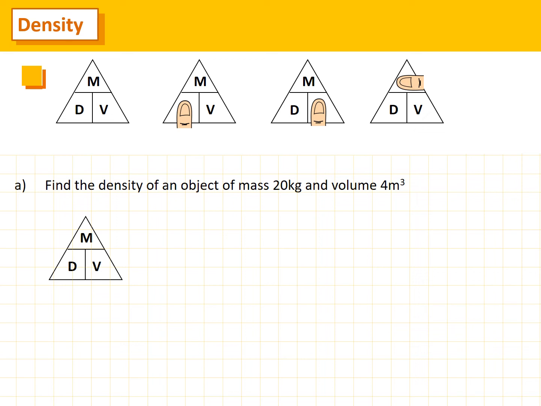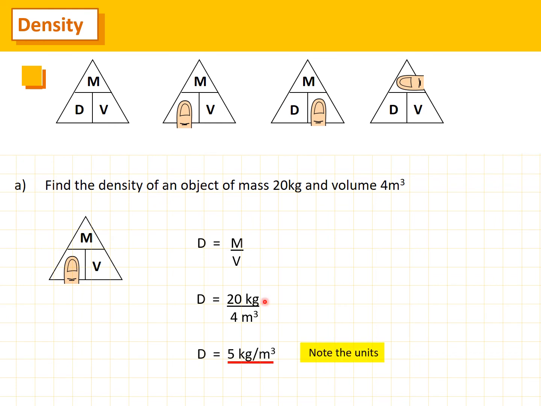Well, in this example, we're trying to find the density. So we put our finger over the D for density, and we are left with M divided by V, mass divided by volume. Therefore, we simply substitute our values in, and we end up with 5, and our units are kilograms per cubic metre. It's the units of each of the two measures that we substituted in, kilograms for mass, cubic metres for volume, that determine our units for the density.